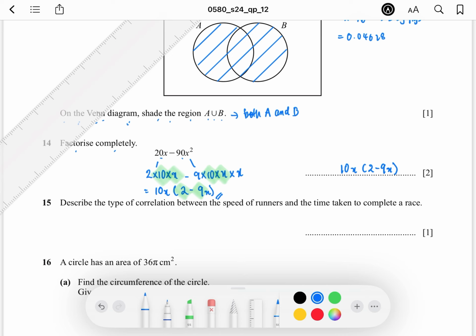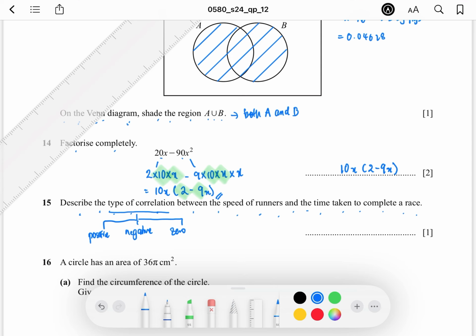So remember, for factorization, the answer is written in brackets. Question number 15. Describe the type of correlation between the speed of runners and the time taken to complete a race. Type of correlation. How many are there? There are 3. Positive correlation, negative correlation, and zero correlation.